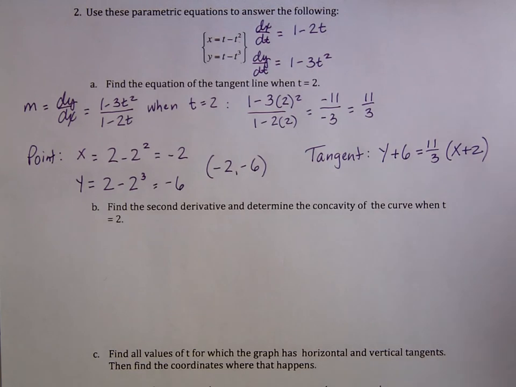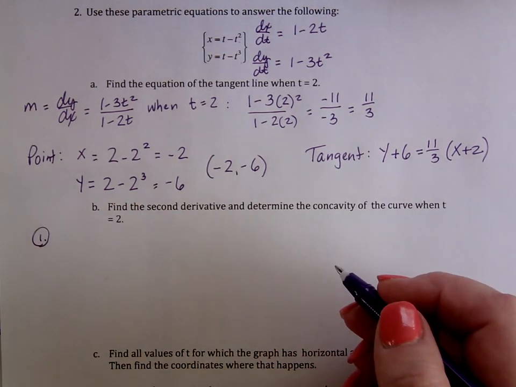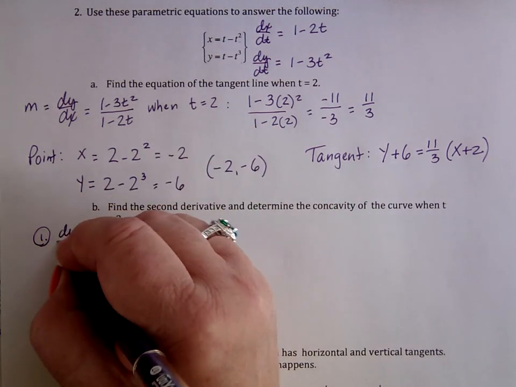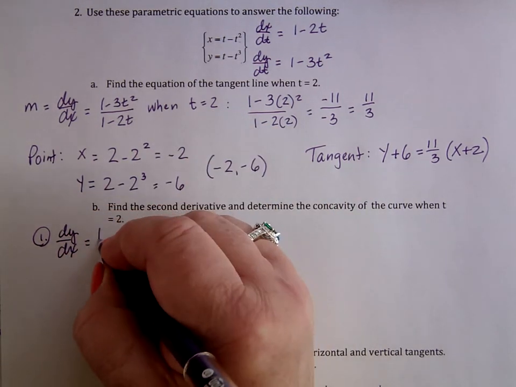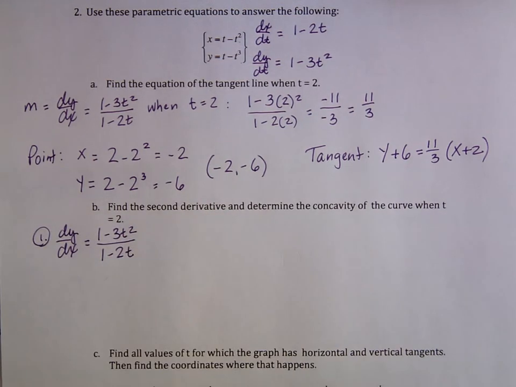Now the second part, part B, is, all right, find the second derivative and determine the concavity. Oh, they're adding an extra piece into this of the curve when t is 2. All right, so remember our steps. Step number 1, take my first derivative, my dy over dx. So I know dy over dx from the work I just did up above, 1 minus 3t squared over 1 minus 2t. And number 2, take the derivative of that.